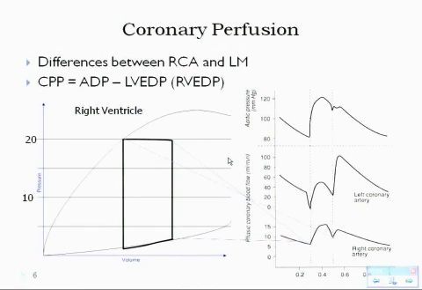But still, you still get a good perfusion during diastole for the right coronary artery because you have a long duration time underneath this curve. So you still have pretty good perfusion during that time. Okay? Go on to the next one.